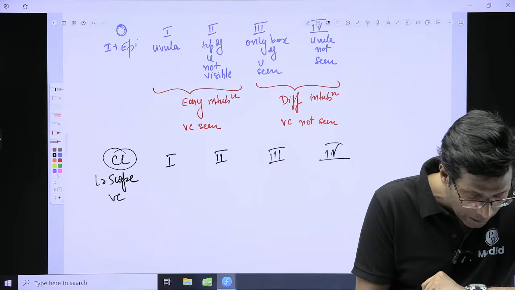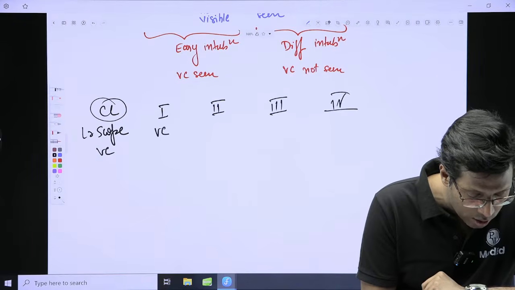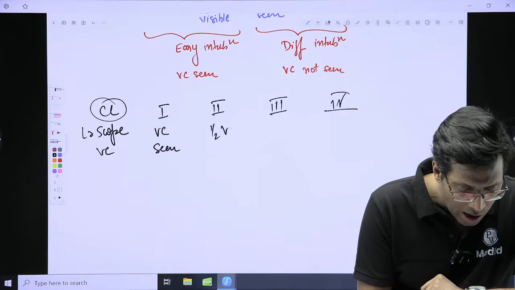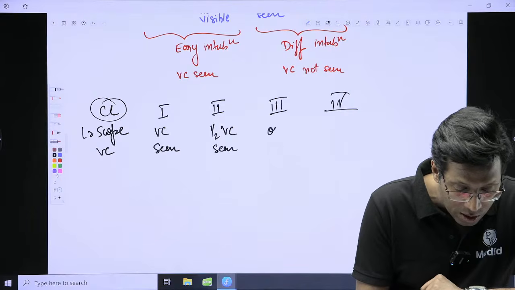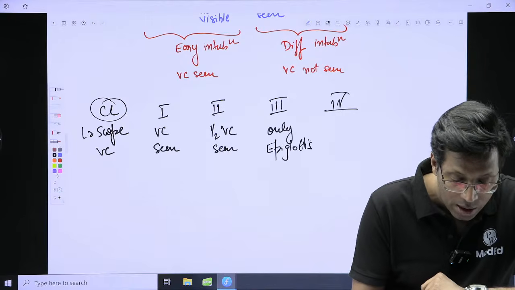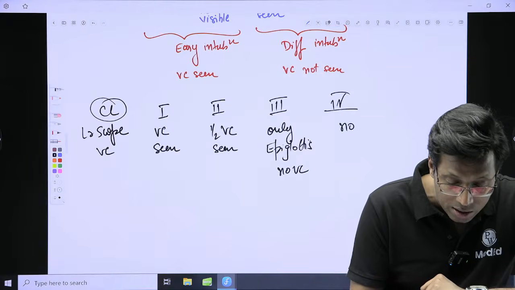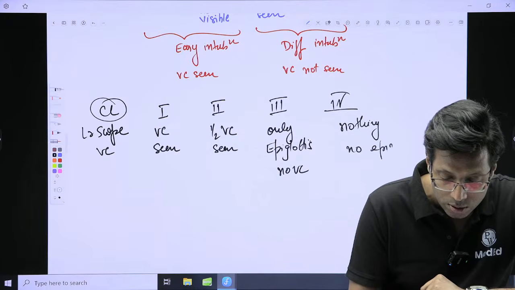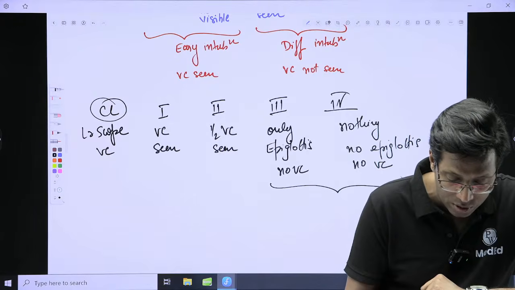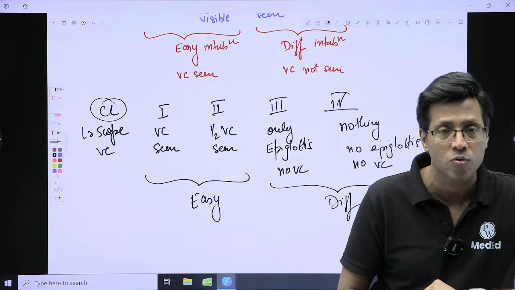So similarly, just like in Malam Patti 1 uvula is seen, Cormack-Lehane 1 vocal cord is seen. Cormack-Lehane 2 you can say half vocal cord is seen. Cormack-Lehane 3 only epiglottis seen, okay, no vocal cord seen. And Cormack-Lehane 4 nothing is seen. Nothing means no epiglottis and no vocal cords seen. So that is why this becomes difficult intubation, because vocal cords are not seen. This becomes easy intubation because vocal cords are seen.